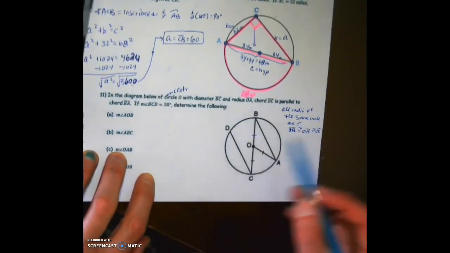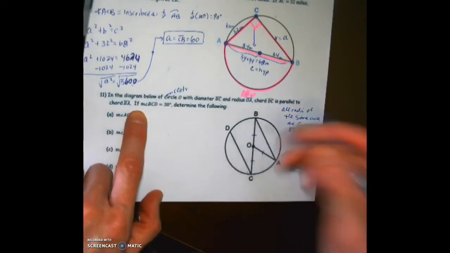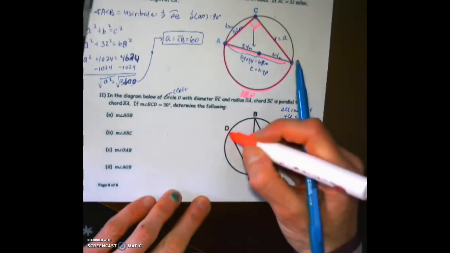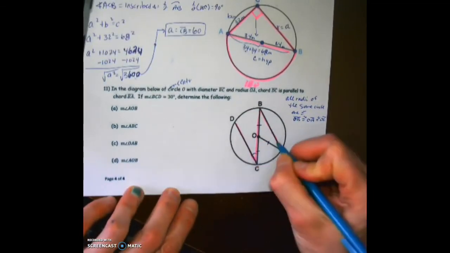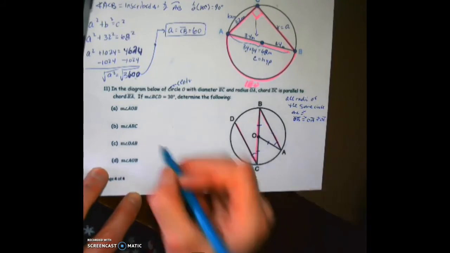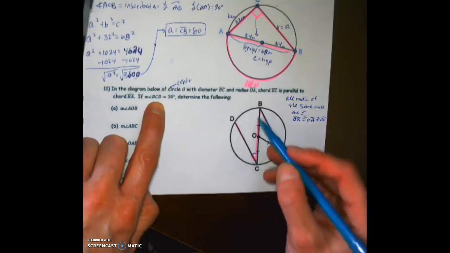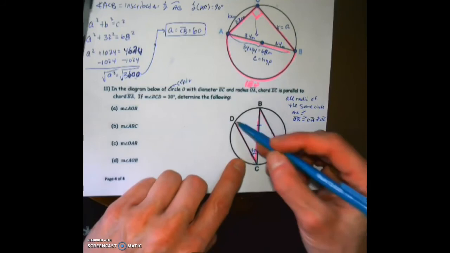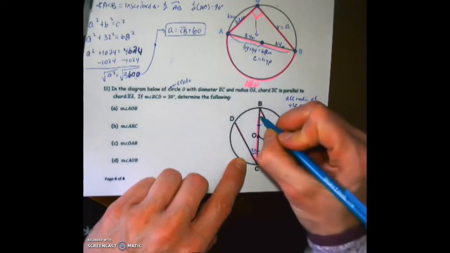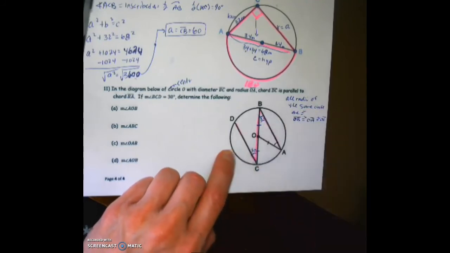It says chord DC is parallel to chord BA. So these two segments are parallel, and we talked about this in a previous problem. We end up with congruent alternate interior angles. All right, so it says if the measure of angle BCD is 30 degrees, determine the following. Well, what did we just say? We said that angle BCD is 30 degrees, so then this angle is also 30 degrees.